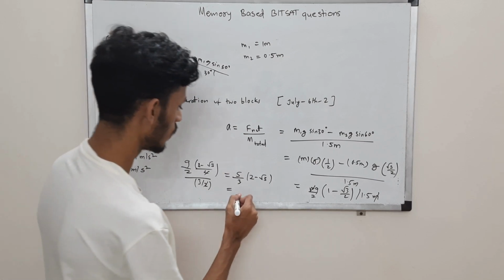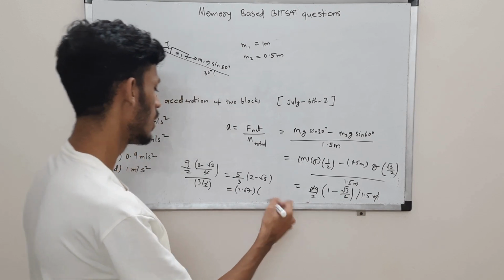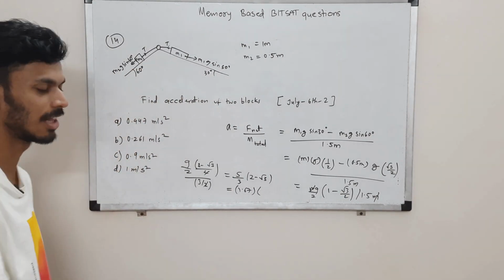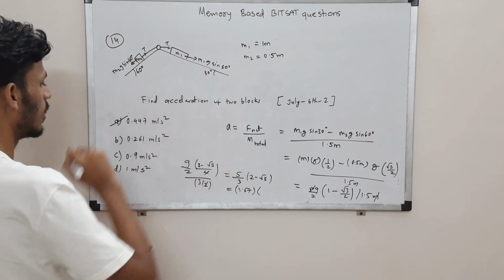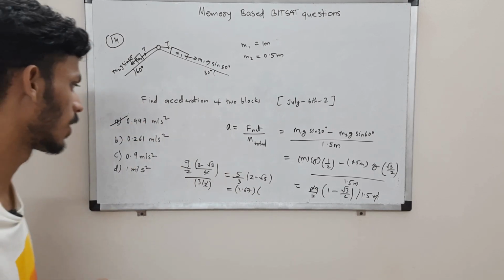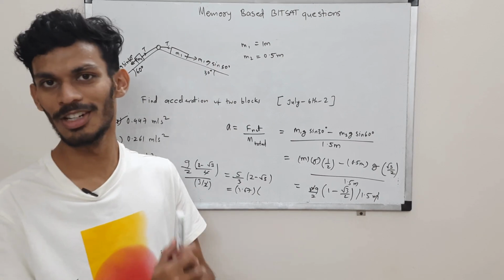Now when you solve this, 5 by 3 is 1 with a remainder of 2, so 1.67. And here also you'll get something. So finally when you solve, some calculation is left. I'll leave it up to you. So the answer that you will get over here is option A, 0.447 meters per second square. That's your answer. Over to the next question.